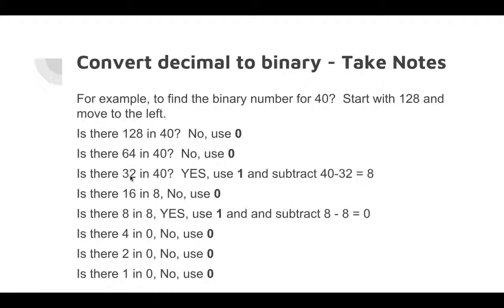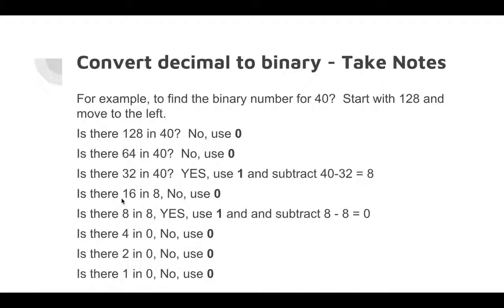Is there 32 in 40? Yes. Now notice the difference here. 32 is a smaller number than 40, so I can get 32 out of 40. So I put a 1 in the place value for 32, and I subtract. 40 minus 32 is 8. So I've already represented 32 out of the 40. All I need is 8 more.